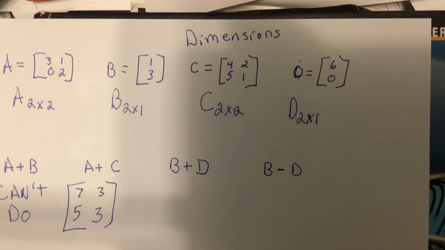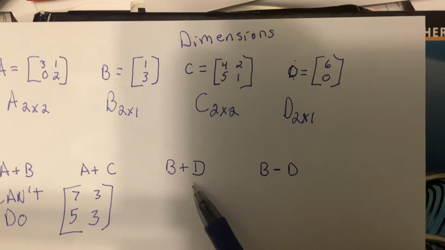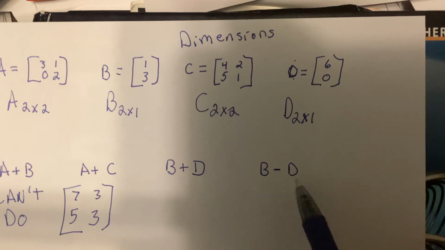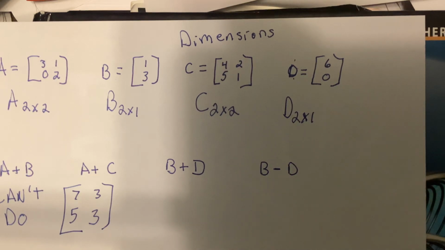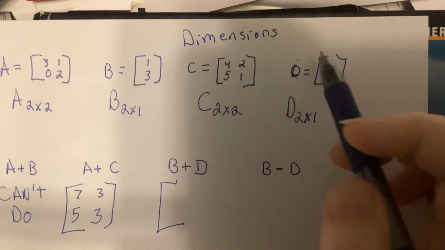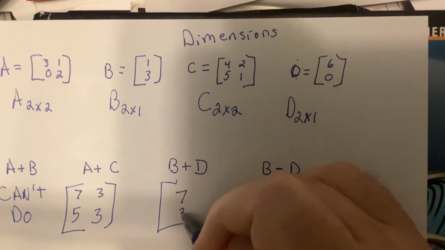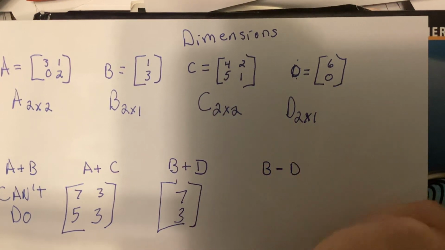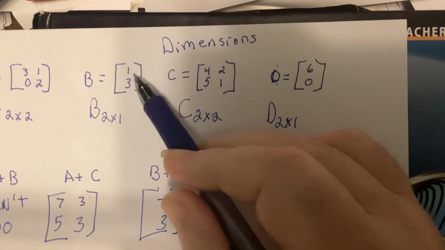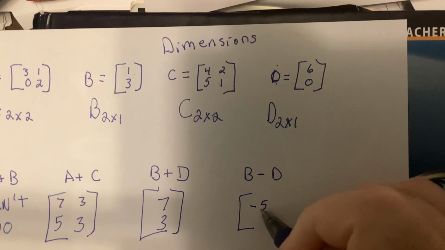So right now, see if you can figure out how to do B plus D and B minus D. I think you can do it. And then turn me back on. Okay, B plus D. 1 plus 6 is 7. 3 plus 0 is 3. Oh my, we got it. B minus D, 1 minus 6 is negative 5. 3 minus 0 is 3.